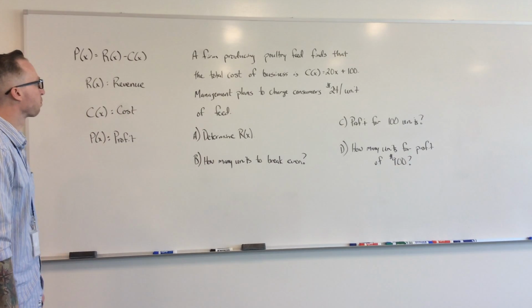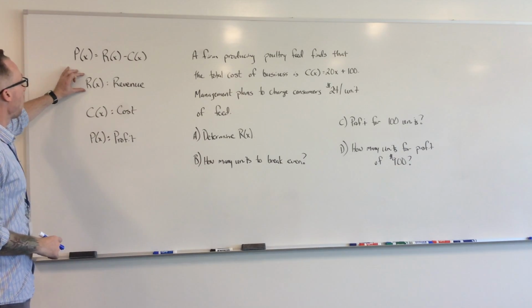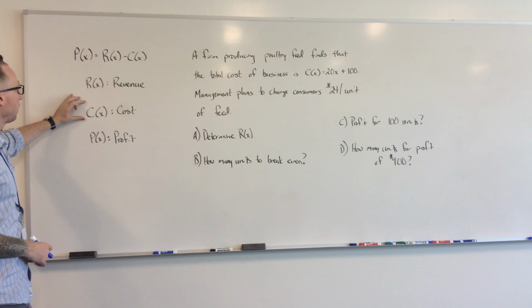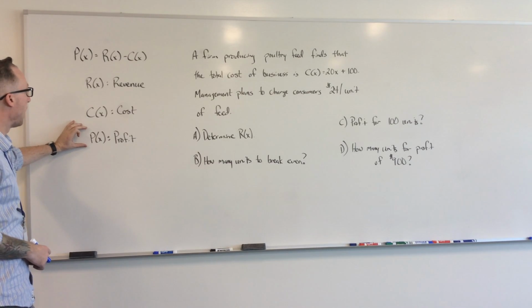Example here. We're going to introduce a couple of new functions. R of X models the revenue, the income for a company. The cost function we've already seen a couple of times. Cost function is the cost that a company incurs for producing X number of units. And the profit function will be P of X.